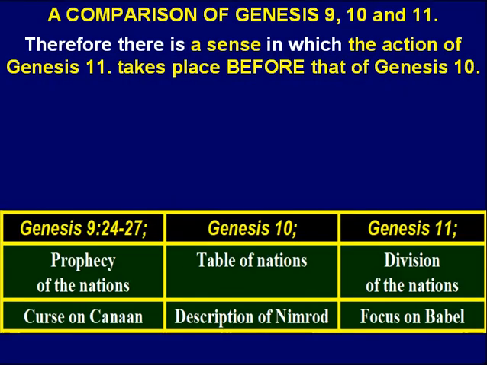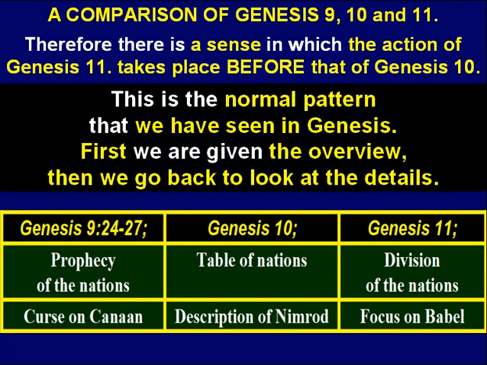So, a comparison of Genesis 9, 10 and 11. There is a sense in which the action of Genesis 11 takes place before that of Genesis 10. This is a normal pattern we've seen in Genesis. First we are given the overview and then we go back to look at the details.